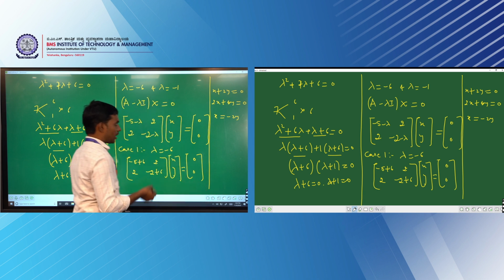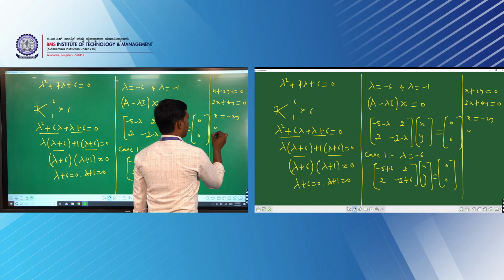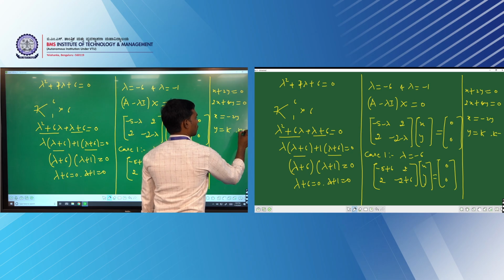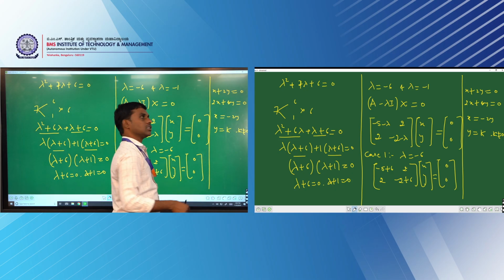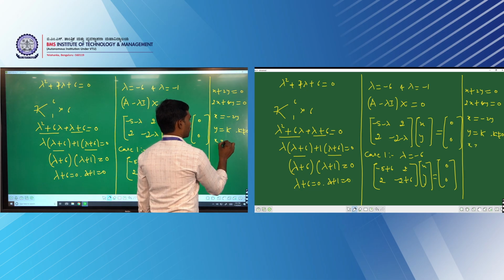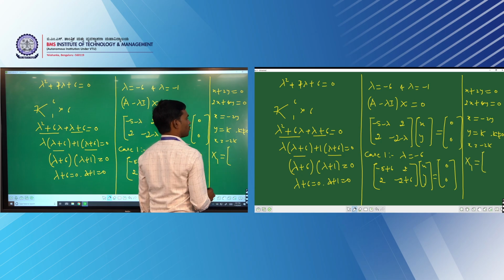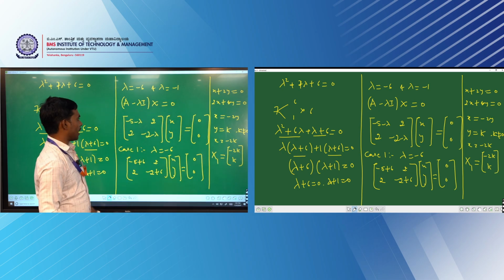Since it has infinite solutions, you can take any value, so I will take y equal to k. k is any constant, but k should not be 0, because if I take k as 0, then all the values become 0 and the definition itself fails. An eigenvector should not be 0. Now x is equal to minus 2k. Therefore, the corresponding eigenvector x1 equals: x value is minus 2k, y value is k. Right? That is when lambda equal to minus 6.